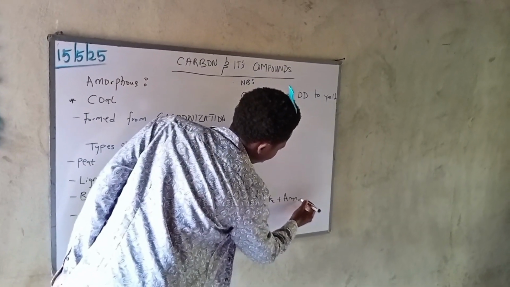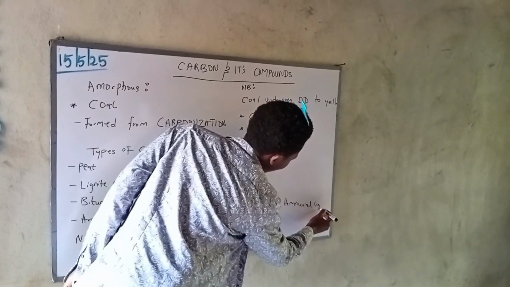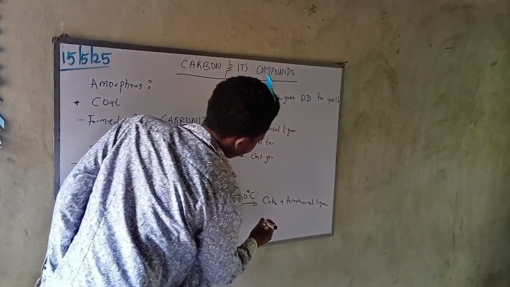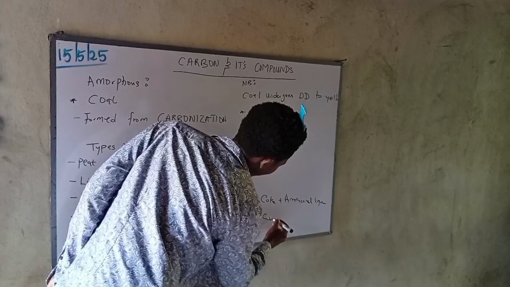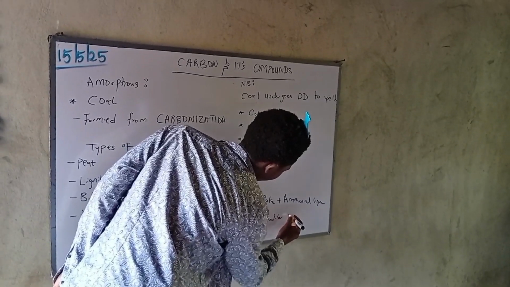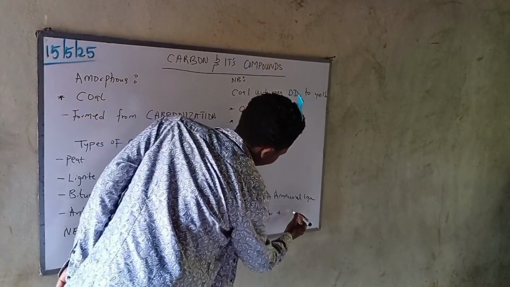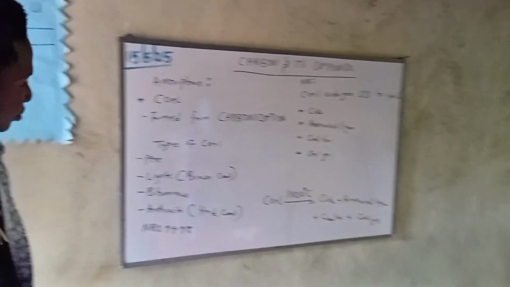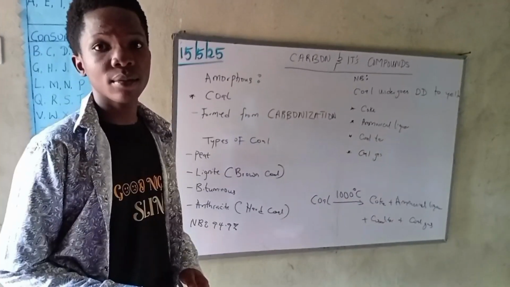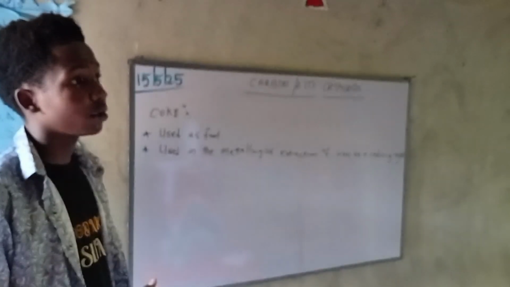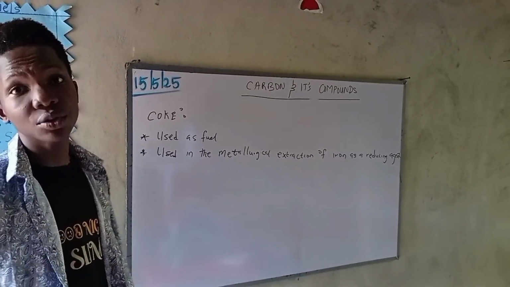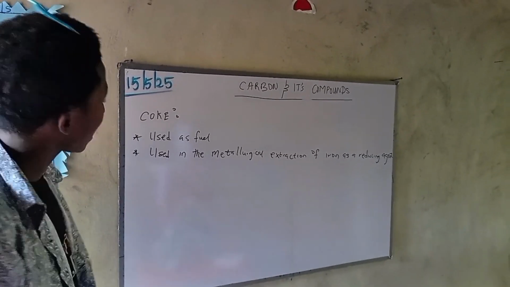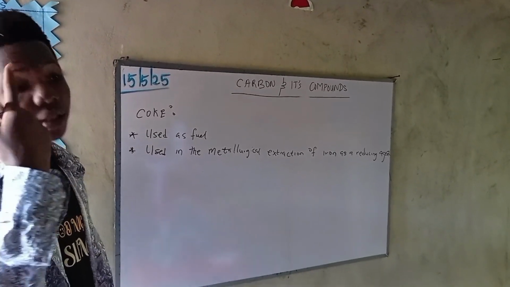Ammonical liquor. We also have coal tar, and finally coal gas. All right. Now coke. Coke is also gotten from the distillation of coal. So now coke has many uses.